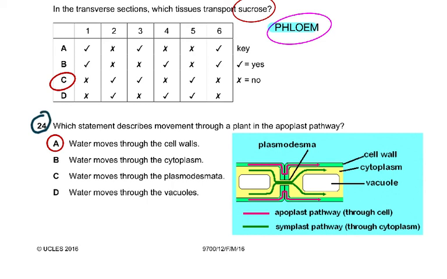Now, the apoplast pathway is through the cell wall. I always say along the cell wall is apoplast, and symplast is through the cytoplasm. And you can see here, this diagram shows you the apoplast pathway. So water moves through the cell walls. When it moves through the cytoplasm, that is the symplast pathway. When it moves through the plasmodesmata, it is diffusion of water. There's no osmosis because there's no cell membrane which it crosses. And when water moves through the vacuoles, that is called the vacuolar pathway. So this is what we had to understand about question 24.